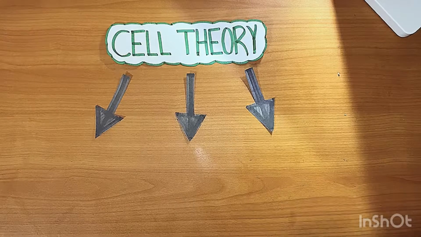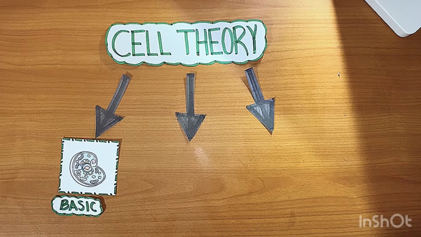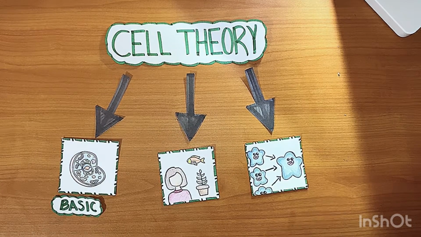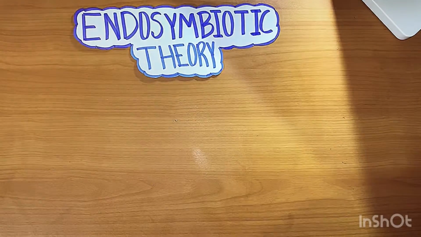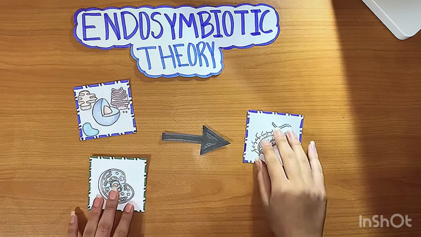Three main components of cell theory. Cells are the basic units of life. All living organisms are made up of cells, and all cells come from pre-existing cells. From this third principle, the endosymbiotic theory arises. The endosymbiotic theory states that some organelles within the eukaryotic cells were once prokaryotic microbes.